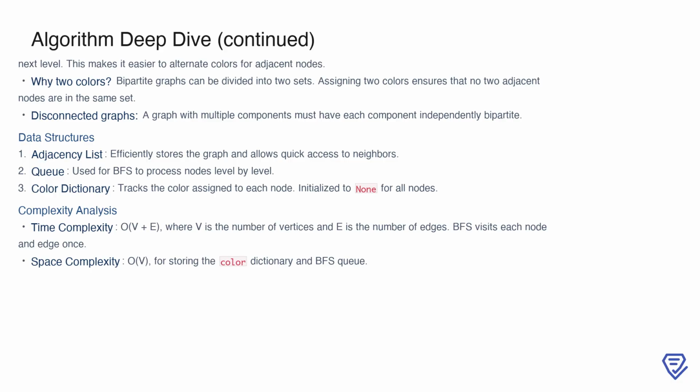In terms of complexity, the algorithm is efficient. The time complexity is O(V + E), where V is the number of vertices and E is the number of edges, as BFS visits each node and edge exactly once. The space complexity is O(V), which accounts for the storage of the color dictionary and the BFS queue.